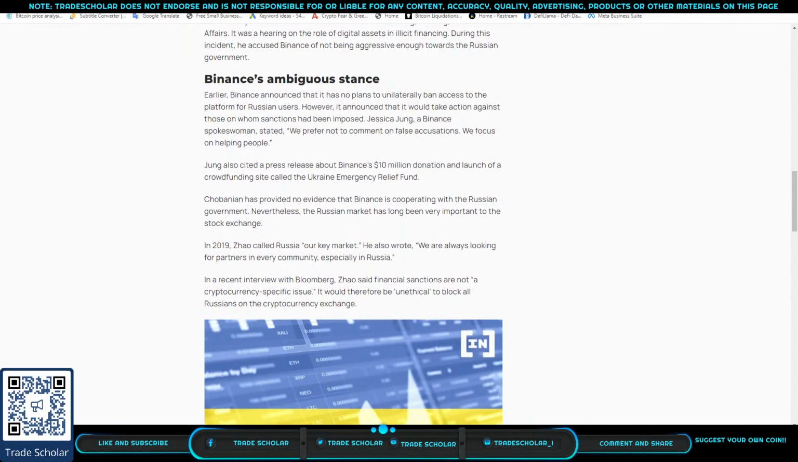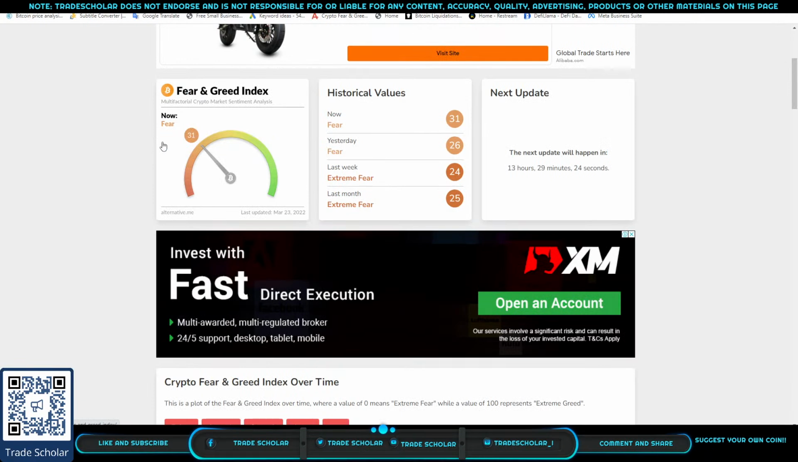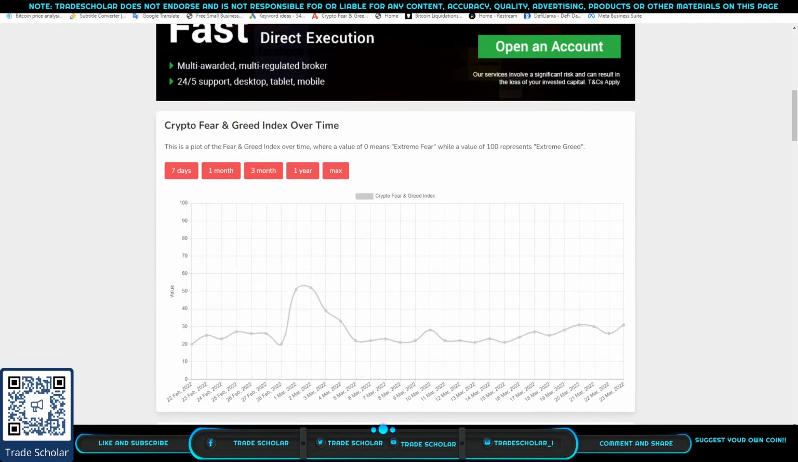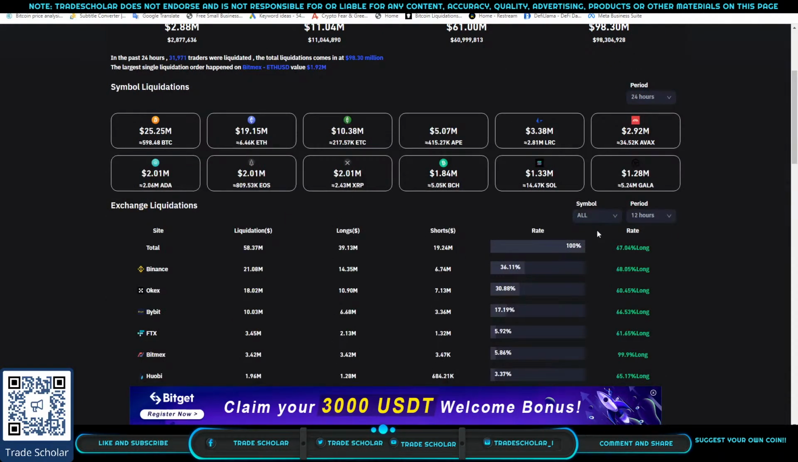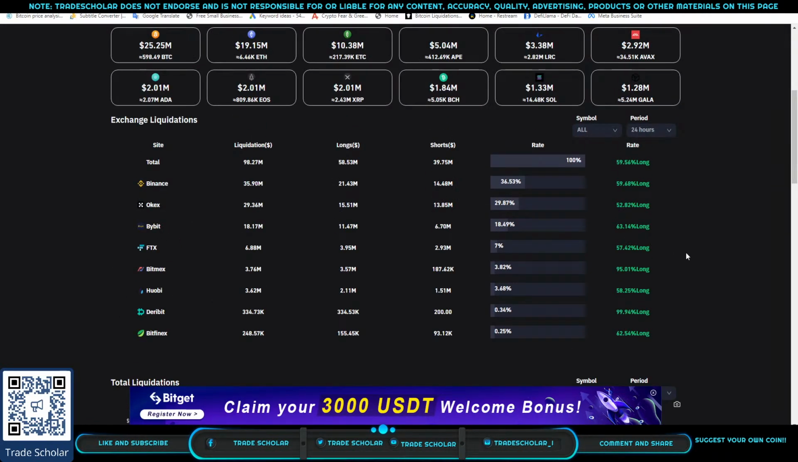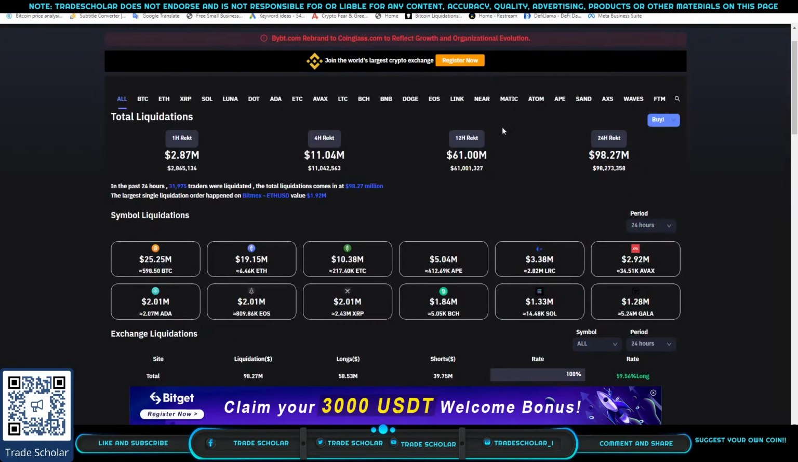Our greed and fear index is 31, so we are still in fear. And our liquidated amount is only 98 million. With 98 million, most of it is long positions. Wow, so 59% are long positions that got liquidated. So that means we have a clear sky to the upside after dropping for correction. We are now ready for the upside.